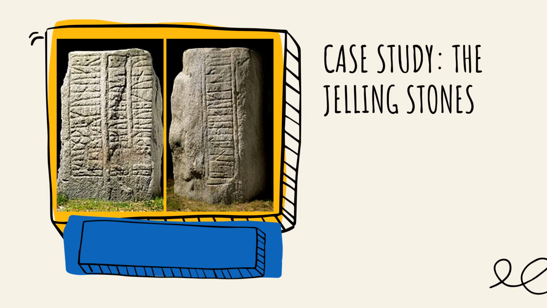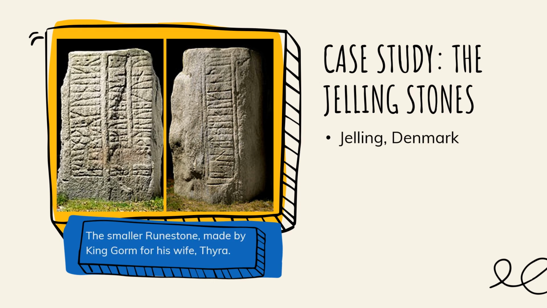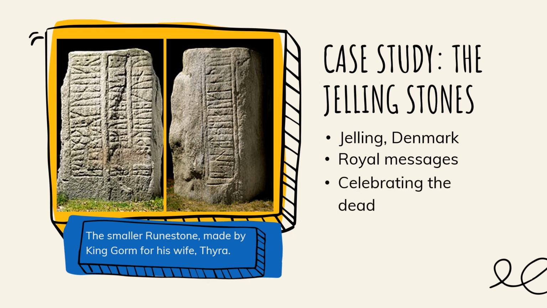The Yelling stones are two very famous runestones that do just that. Let's take a closer look at them. The runestones were discovered at Yelling, a town in Denmark. The first and smaller runestone, pictured here, was placed by King Gorm of Denmark, in honor of his wife Thera a few years after she died. In modern English it reads, King Gorm made these monuments in memory of Thera, his wife, Denmark's adornment.